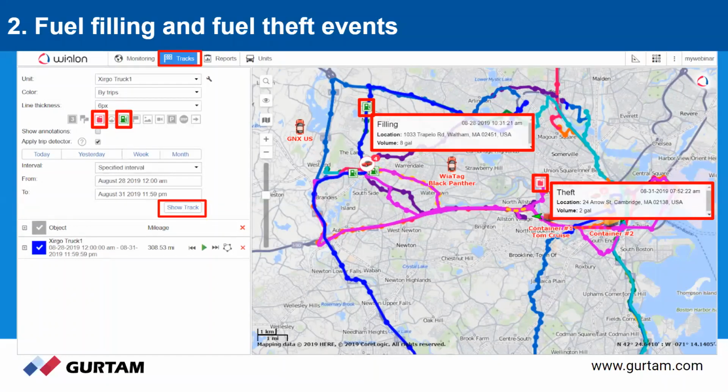To get fuel filling and fuel theft reported, you need to make changes in the fuel consumption settings in unit properties. Now we'll again go back to the unit properties page by clicking on the wrench key against the unit name.